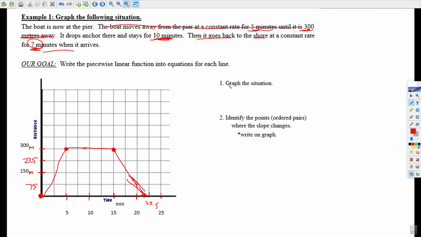So we did the first part, we graphed the situation. Second part, identify the points or the ordered pairs where the slope is changing. So I'm going to identify all the ordered pairs for all our points. So the very first one was at 0, 0. And then we went up and we changed slopes right here because it's no longer going up, it's going flat. That would be at 5, 300. And the next one would be 15, 300.